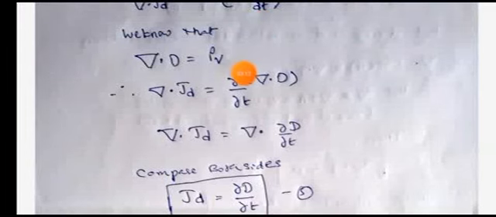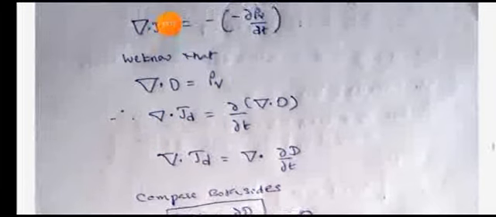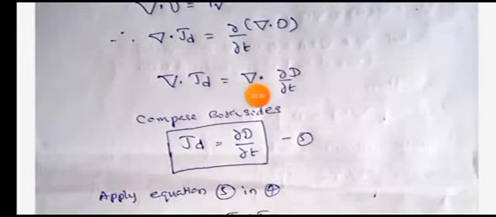Del dot JD becomes minus del dot J, right? So we know that del dot J is equal to minus dou rho V by dou T. We know that del dot D is equal to rho V from the Gauss law, which we already derived. So del dot JD equals dou rho V by dou T, and in place of rho V we can put del dot D. Take the differentiation inside. Del dot JD is equal to del dot dou D by dou T.